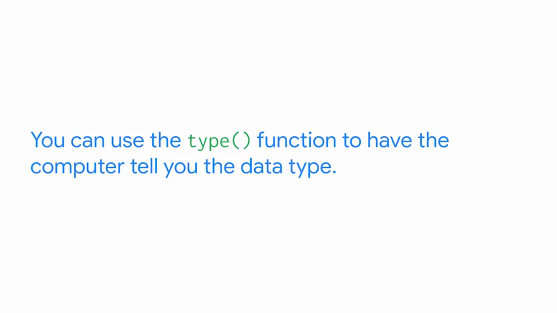As a data professional, you'll often need to aggregate a lot of data of different types. This will require converting the various types so they can be combined successfully. There's an effective method for doing this, but first, it's important to know what you're working with. Python offers a helpful way to identify data types with the type function. You can use the type function to have the computer tell you the data type.